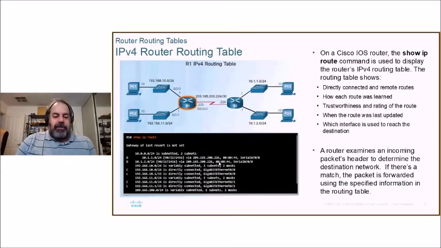And then it also gives you how long it has been since that information was updated or last reliably communicated with, and that's the outbound interface. That's the next hop interface. And so a router examines an incoming packet's header to determine the destination network. If there's a match, the packet is forwarded using the specified information in the routing table.